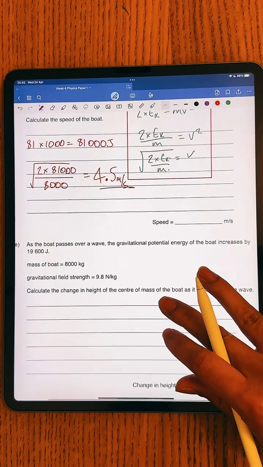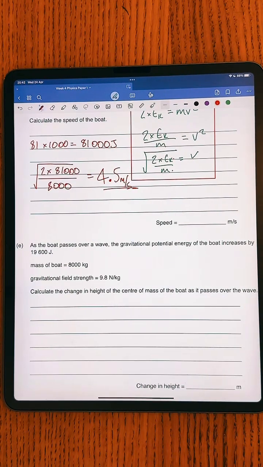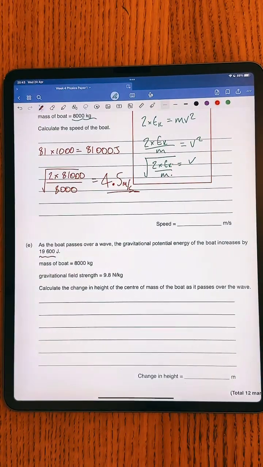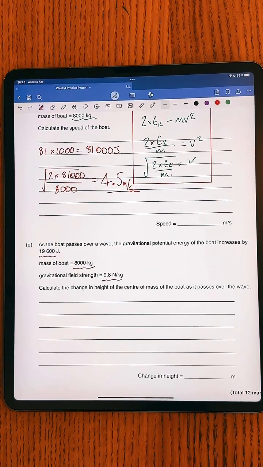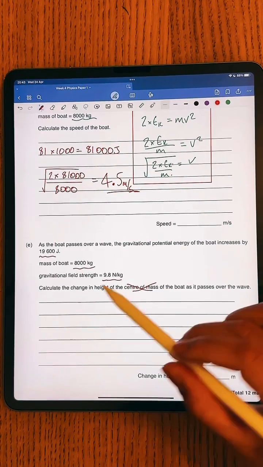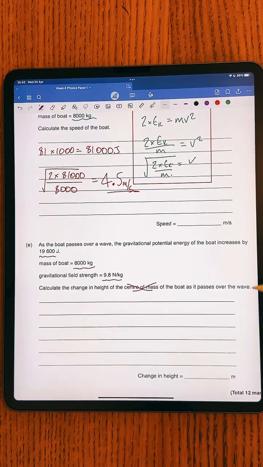As the boat passes over a wave, the GPE, the gravitational potential energy, of the boat increases by this much, 19,600 joules. The mass of the boat is 8,000 kilograms. Gravitational field strength is 9.8. Calculate the change in height of the center of mass of the boat. This is just here to confuse you, don't worry about that. Calculate the changing height of the boat as it passes over the wave.